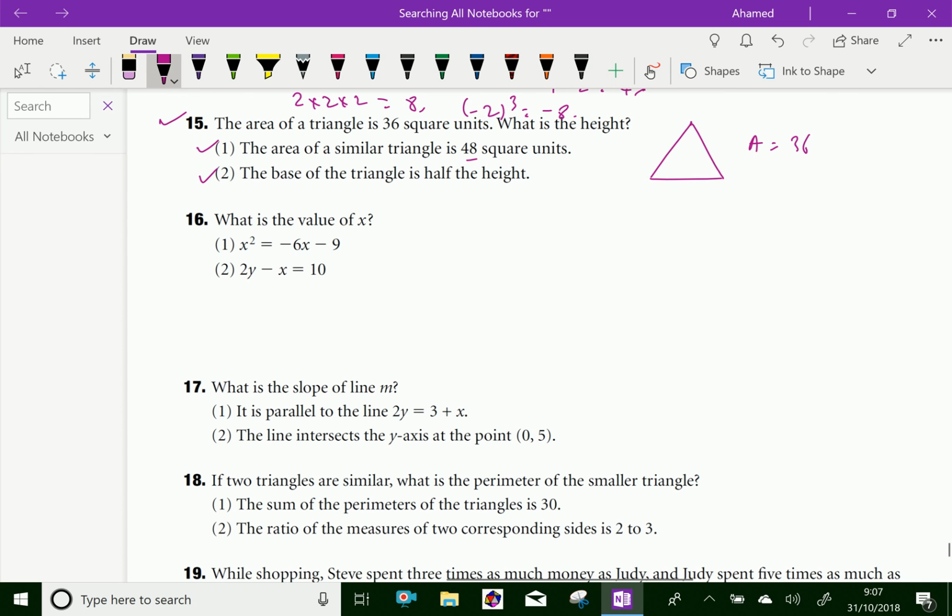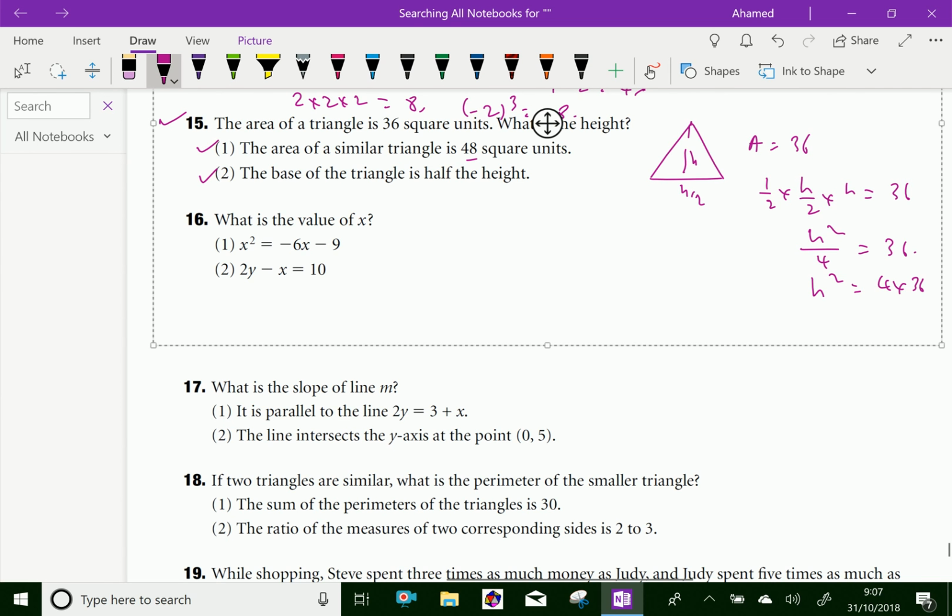Look at this statement 2. The base of the triangle is half of the height. So base itself h by 2 and height is h. From that we can solve half into base into height is 36. So h square over 4 equal to 36. Then h square equal to 4 into 36. From that we can solve h and we can find the height by using statement 2 only. So our option is B.